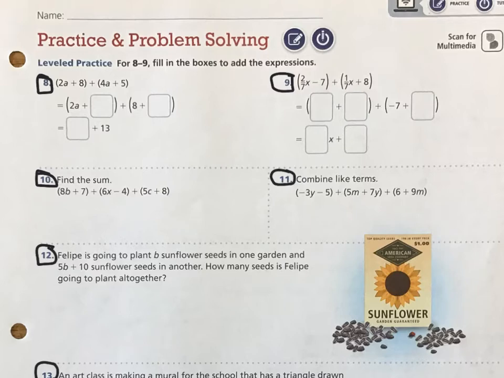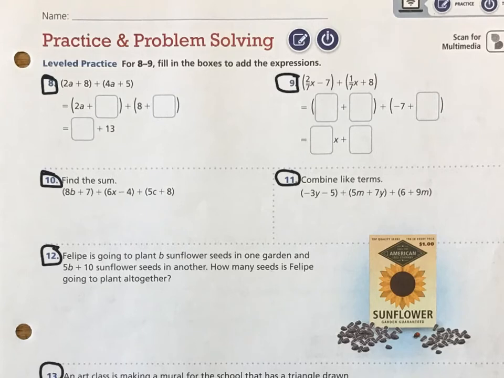2a plus 8 plus 4a plus 5. So we're first going to collect our like terms together. So the 2a and the 4a go together, the 8 and the 5 go together, and we get a simplified expression of 6a plus 13. The 8 and the 5 make 13, and the 2a and the 4a make 6a.